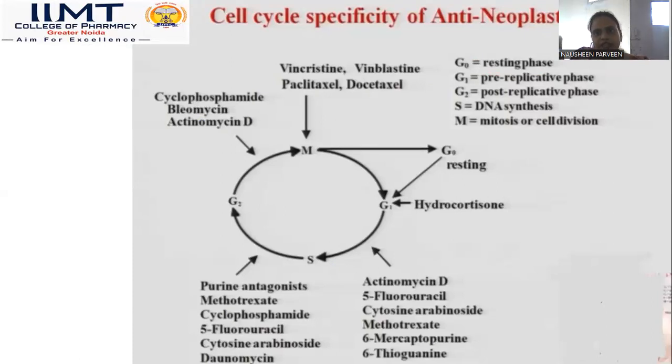Cell cycle specific anti-neoplastics are drugs which act on a specific phase of the cell cycle. In the G1 phase: actinomycin D, 5-fluorouracil, cytarabine, methotrexate, 6-mercaptopurine, 6-thioguanine. Next is the S phase: purine antagonists, methotrexate, cyclophosphamide, 5-fluorouracil, cytarabine. These drugs act on the S phase.